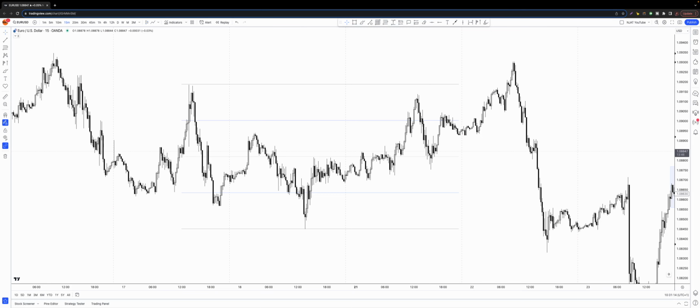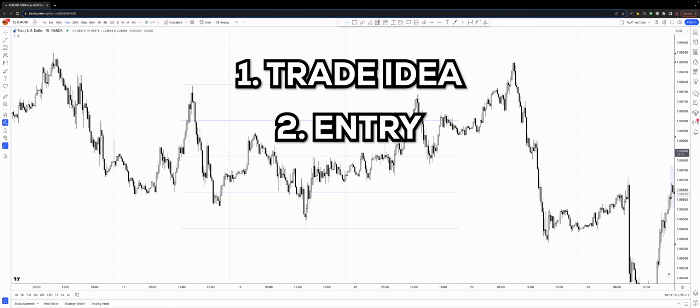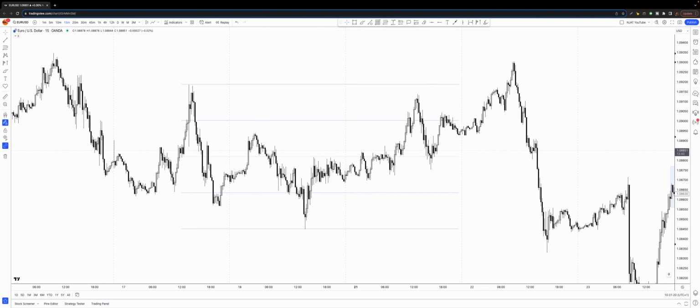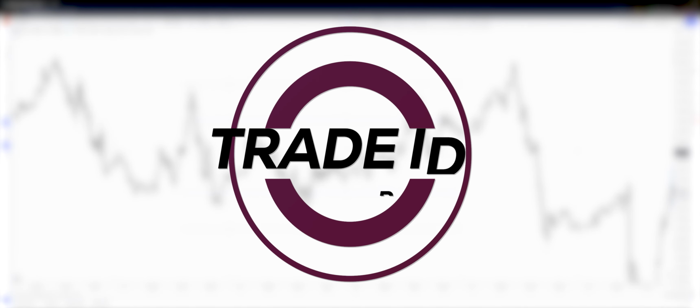So there are 4 parts to every trade: the trade idea, the entry, the execution, and the management. We're going to go through each part and understand exactly how to execute each part perfectly so that you can get consistent results from the market every single time. So firstly, the trade idea.